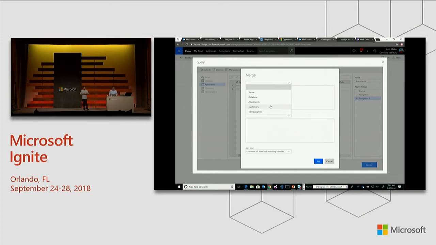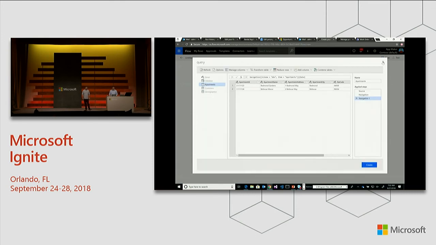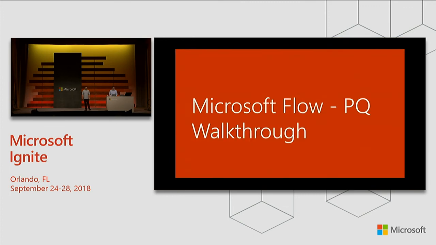So I'm going to go ahead and choose, oh, I chose the wrong table, but for the sake of argument, I would choose apartments, and I could choose customers, and then I can link those two using a left join, click OK, and then what will happen is now I have access to this dynamic content, and I'll actually show you more of this in an actual demo. So let's just explain that demo.